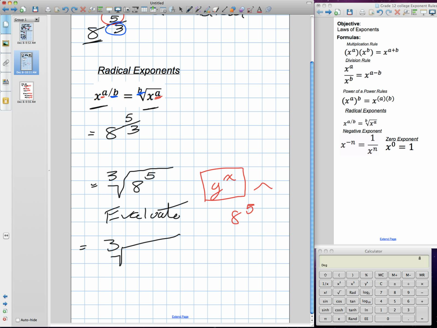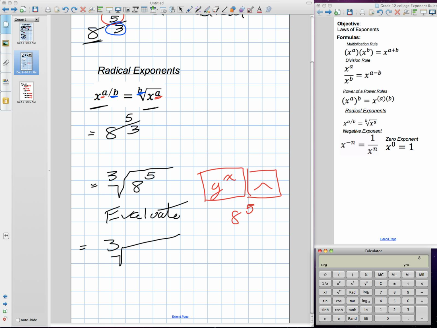So we put our base in first, which is 8. Then we hit that button, which now means we're in the exponent. And I'm going to put the exponent 5 down. It equals. So 8 to the power of 5 is 32,768. Now with our calculator, we have to find the third root of this number.